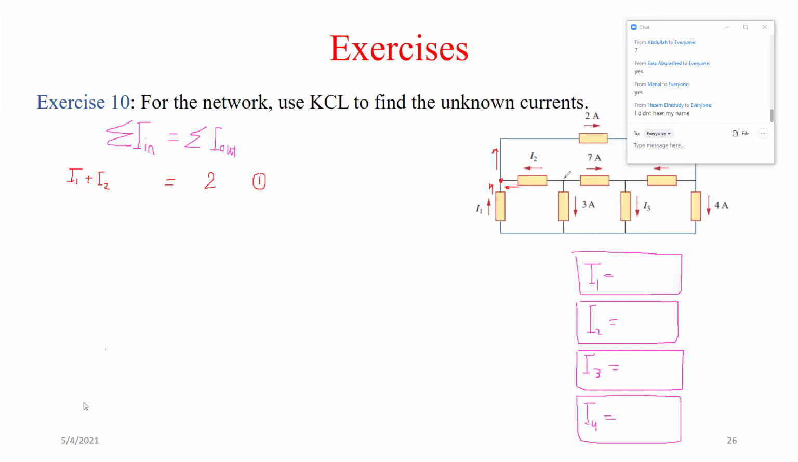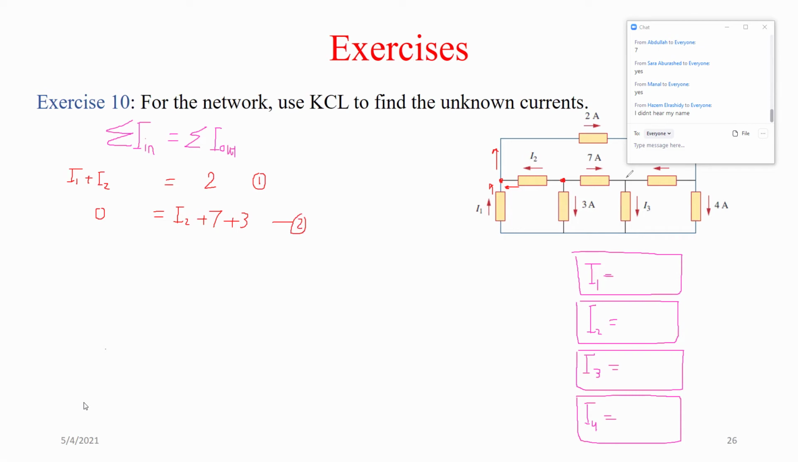The second node. This branch is leaving, this branch is leaving, this branch is leaving. 3 branches are connected, the 3 currents are leaving, so nothing is coming. Nothing is entering the node. Leaving is I2 and 7 and 3 ampere. This is the second equation.